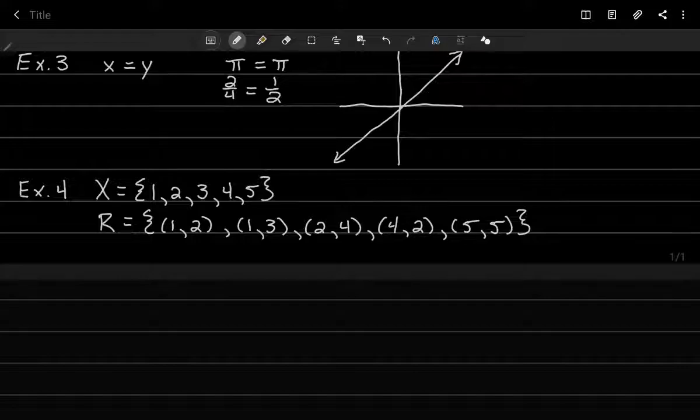Again, in the grand scheme of things, it's probably not going to be super useful, but it's a set of ordered pairs. So we could say from that, 1 is related to 2, right? 1 is related to 3. 2 is related to 4. 4 is related to 2. 5 is related to itself. Okay, so those are some examples of relations. What we want to do now is look at some terms that apply to relations and see which of these examples fit that.